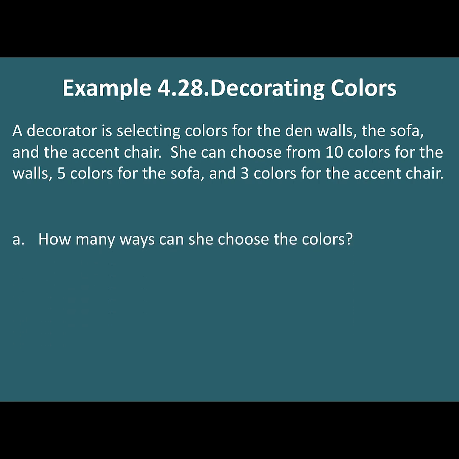A decorator is selecting colors for the den walls, the sofa, and the accent chair. She can choose from 10 colors for the walls, 5 colors for the sofa, and 3 colors for the accent chair. In how many ways can she choose the colors? Simply put, 10 colors for the walls, 5 colors for the sofa, 3 colors for the accent chair. Multiplying gives us 150 ways that she can choose colors.